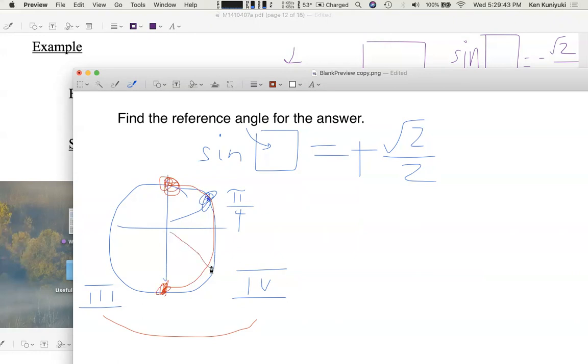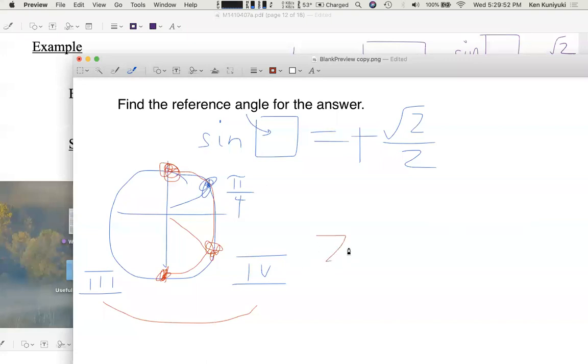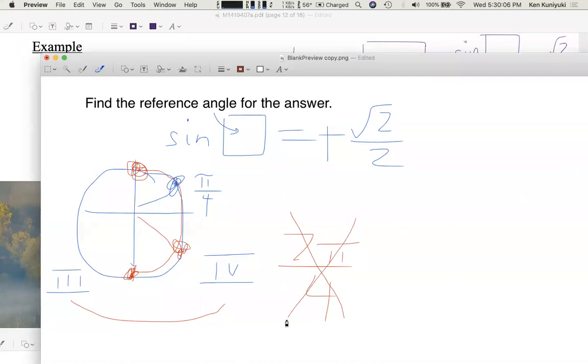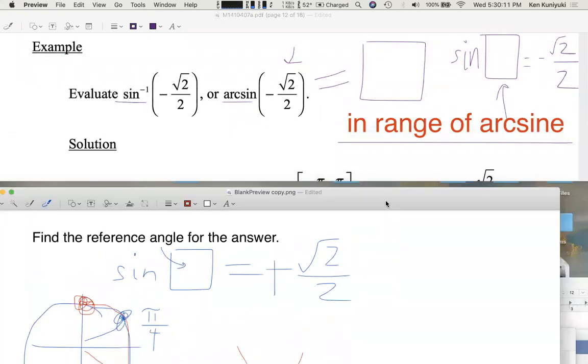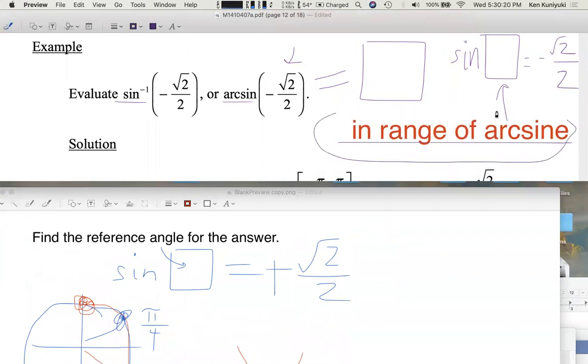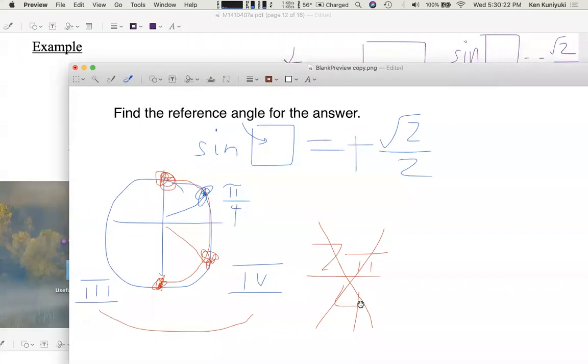We need a brother for this angle in quadrant 4. So a student might say, oh, I guess the answer is going to be 7 pi over 4, because the sine of that is negative root 2 over 2. That part's right, but is this the answer? The answer is no. That's not the answer. That's 0 credit. Because 7 pi over 4 is not in the range of the inverse sine function. Your answer must be in the range of the inverse sine function. And 7 pi over 4 doesn't cut it.